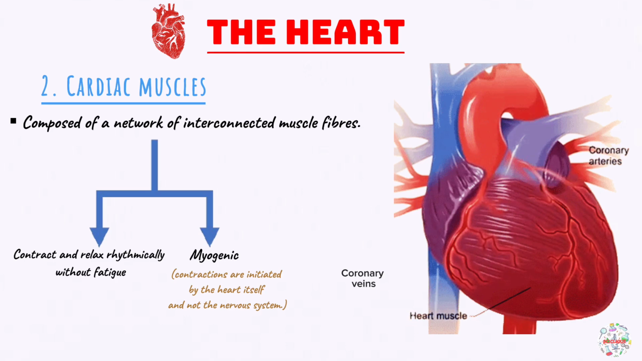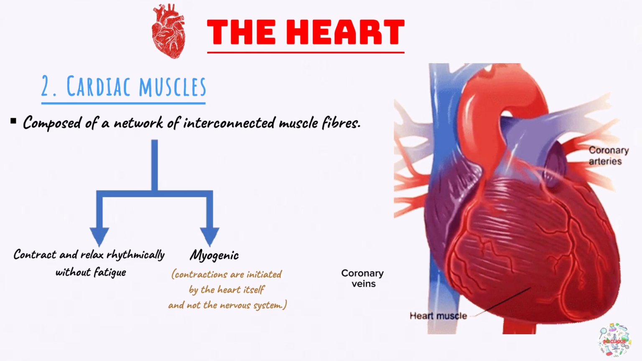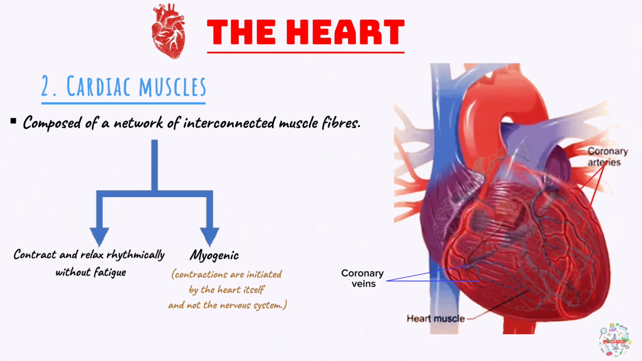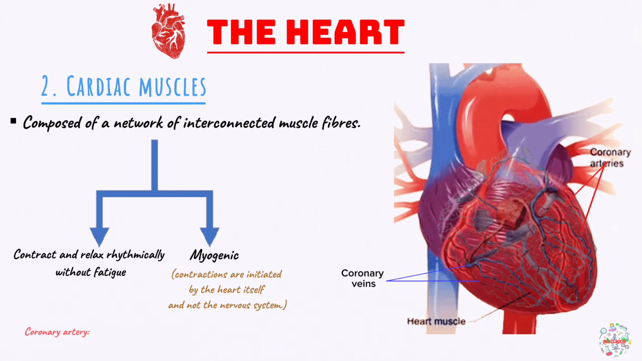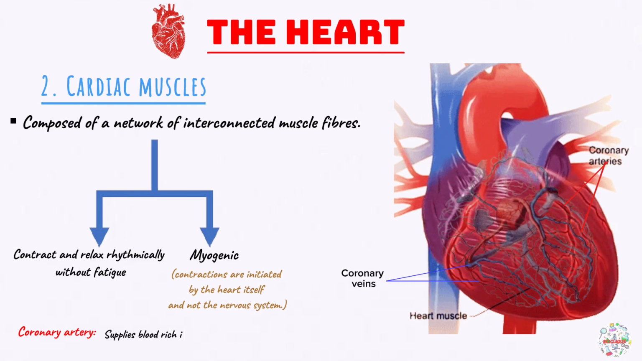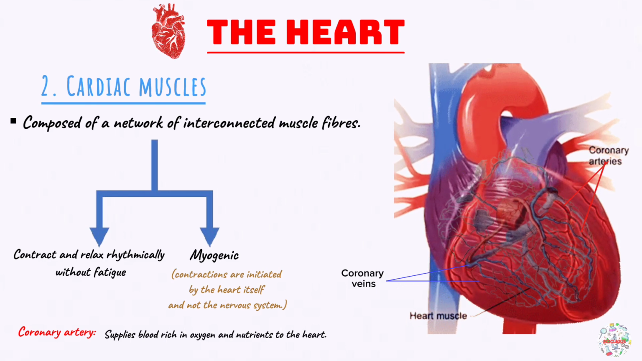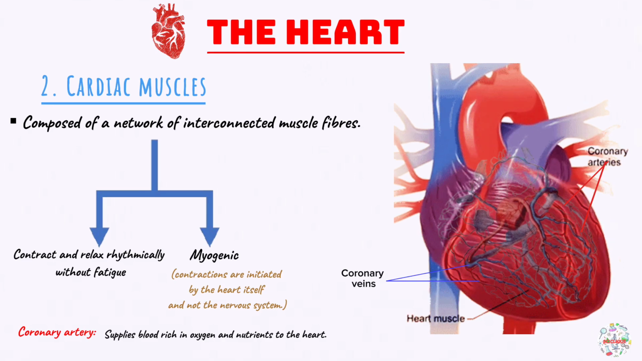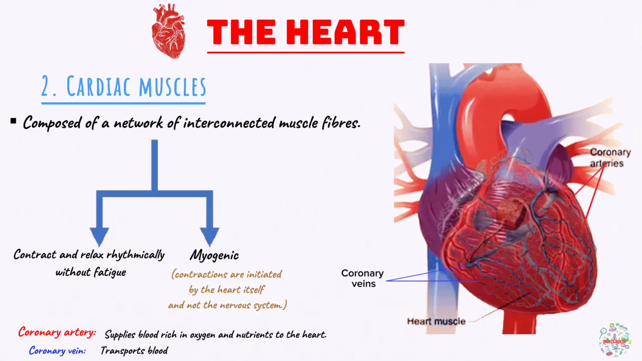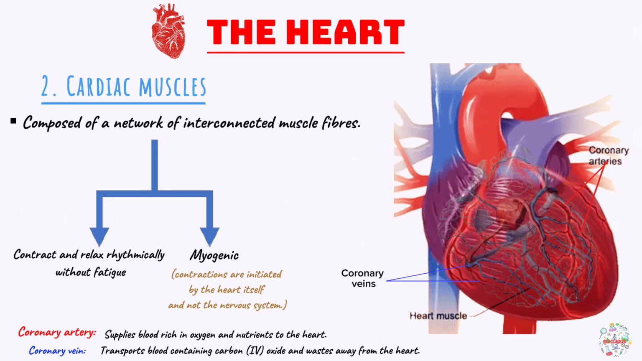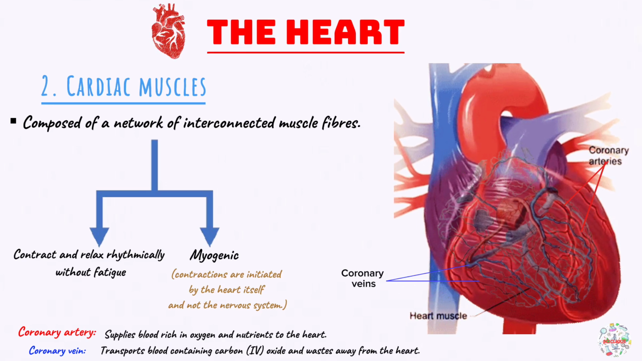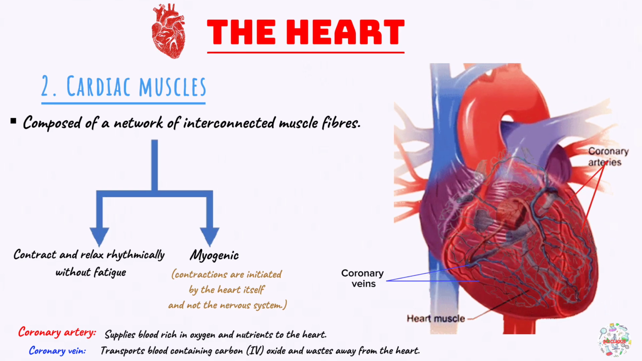Now, the heart muscles are connected to two main blood vessels. We have the coronary artery and the coronary vein. The coronary artery supplies blood that is rich in oxygen and nutrients to the heart tissues. The coronary vein, on the other hand, transports blood containing waste and carbon dioxide out of the heart and into the vena cava, of course, for removal.